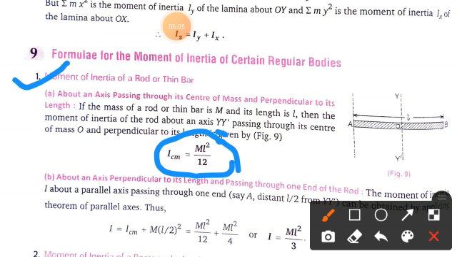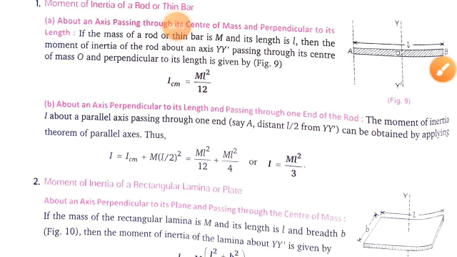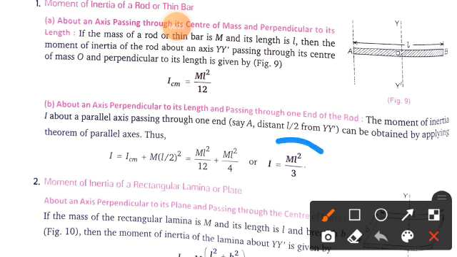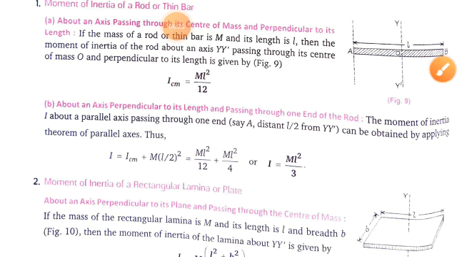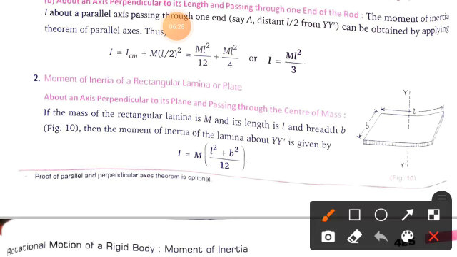So what is the moment of inertia of a rod? So I_CM, center of mass, is equal to ML square, where L is the length, by 12. This is the moment of inertia for a thin rod. Or about an axis perpendicular to the rod and passing through one end of the rod, in that case, what is the moment of inertia? It changes to I equals ML square by 3. Clear? Kindly remember these formulas.